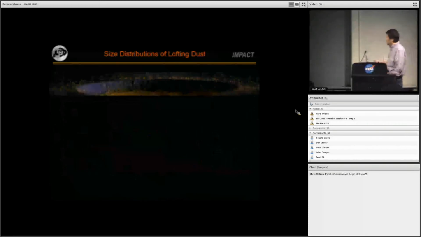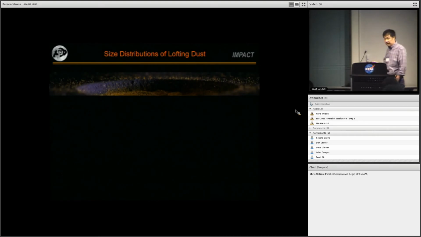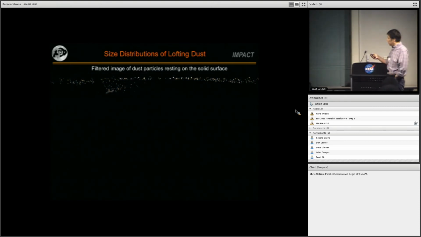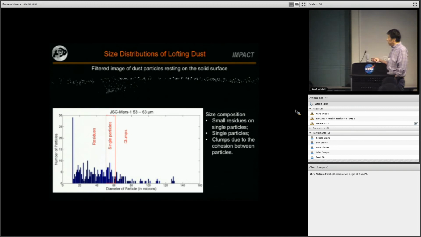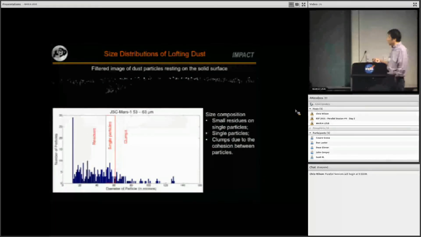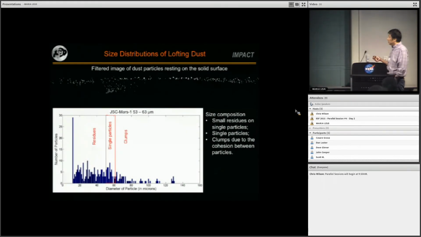Now we can analyze the size of hopping dust particles. This is a cropped image, and after filtering out the bulk surface and blurred images, we got this. These are sharp images, so we counted pixels and got a size distribution of hopping dust particles. This is for sizes from 50 to 60 microns. You see the distribution is very broad. Two red lines bound single-sized particles.